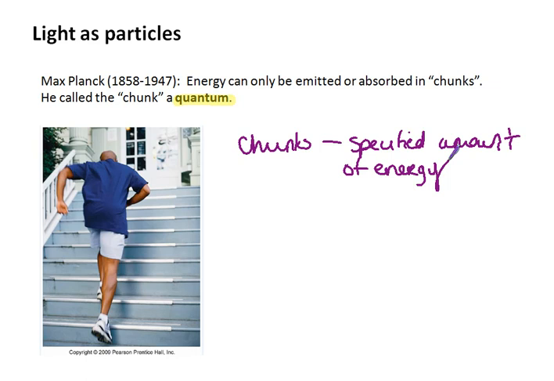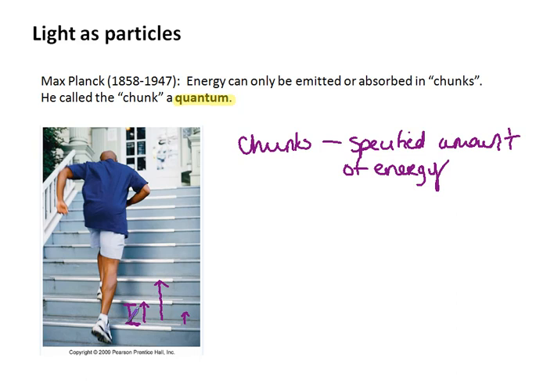Now, the reason we have the stairs here is because if this guy is walking up the stairs, he can go from this stair to this stair, or he can skip a step and go from this stair to this stair, but he can't go only halfway up the stair. It's not possible. There's no place for him to put his foot, okay? So the quantum for the steps is 1 step worth. He can go up these stairs in 1 step intervals, okay?